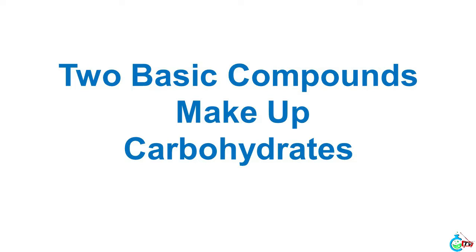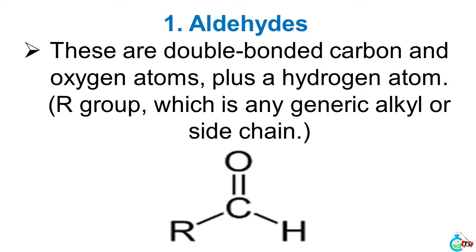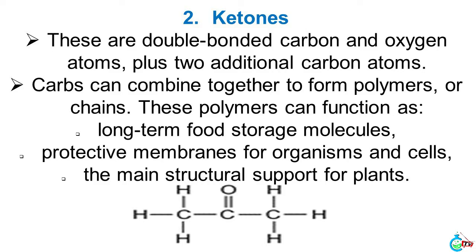2 basic compounds make up carbohydrates. 1. Aldehydes. These are double-bonded carbon and oxygen atoms, plus a hydrogen atom and an R group, which is any generic alkyl or side chain. 2. Ketones. These are double-bonded carbon and oxygen atoms, plus 2 additional carbon atoms.